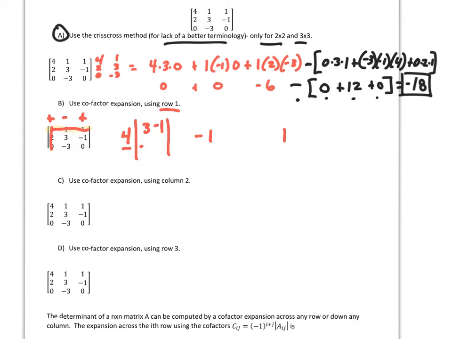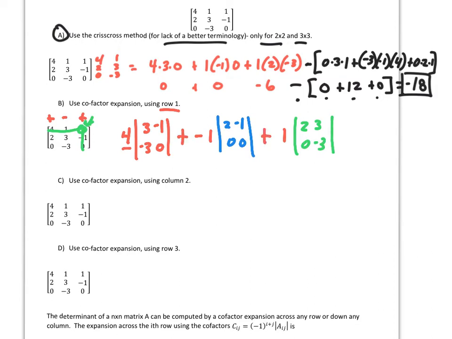Now my submatrix for the 1 here would be: cross off whatever's there. The remaining submatrix would be 2, negative 1, and then 0, 0. Do the same thing for the last one. We're using the 1 right here, so I cross off the row and the column that it's in, and I'm left with the 2, the 3, and the 0 and the negative 3. And we're going to add all those up.